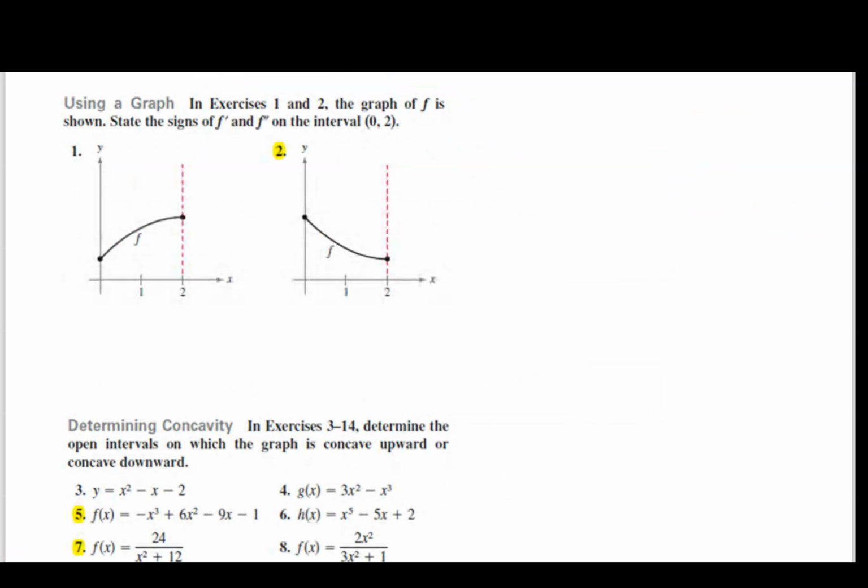Now, to illustrate, let's look at these exercises here. Let's begin with exercise number 1. In exercises 1 and 2, the graph of the function is shown. You state the signs of the first derivative and the second derivative on the interval 0, 2. So you look at this interval here. Now for number 1, let's begin with number 1.